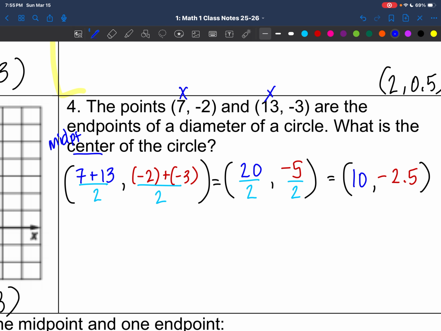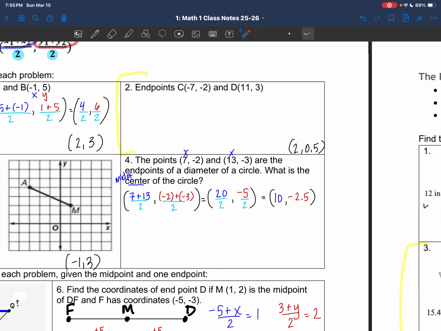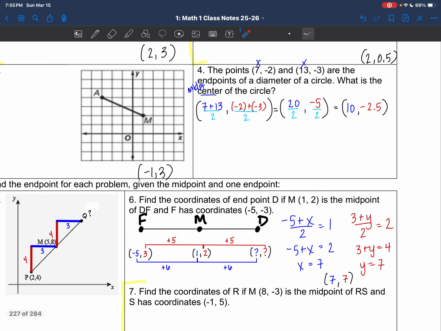Midpoint. Okay. All right. So same exact thing we just did. Take our x's, we add them together, and then divide by 2 to get 20 over 2, which gives us 10. Then we take our y's, add them together to get -5, divide by 2, and then that gives us -2.5. So pretty easy. It's just remembering that since it's halfway, you divide by 2.